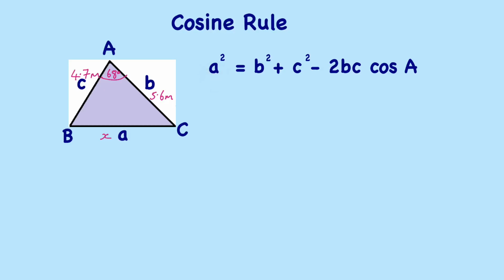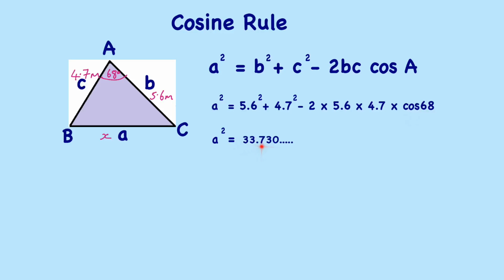It's by itself here. So first thing we will do is substitute in the values and then input all this into the calculator, which gives us 33.730. And we're not looking for a squared, but of course a, therefore we take the square root of 33.730, which gives us an answer of 5.81 metres to 3 significant figures.